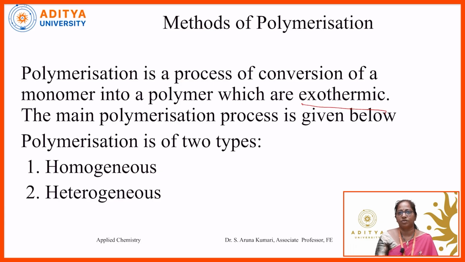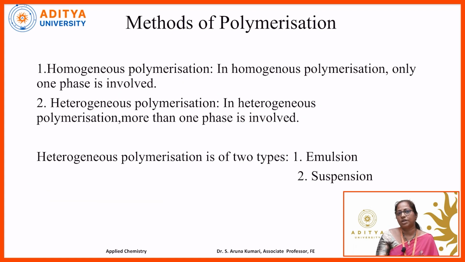Before we go for the polymerization process, let us see how many types of polymerization we have. There are two types of polymerization, one is homogeneous and the other one is heterogeneous. Let us see what is meant by homogeneous polymerization. In homogeneous polymerization, only one phase is involved, that is monomer, the catalyst or whatever is needed in polymerization, if they are in the same phase, if they are in only one phase, it is known as homogeneous polymerization.